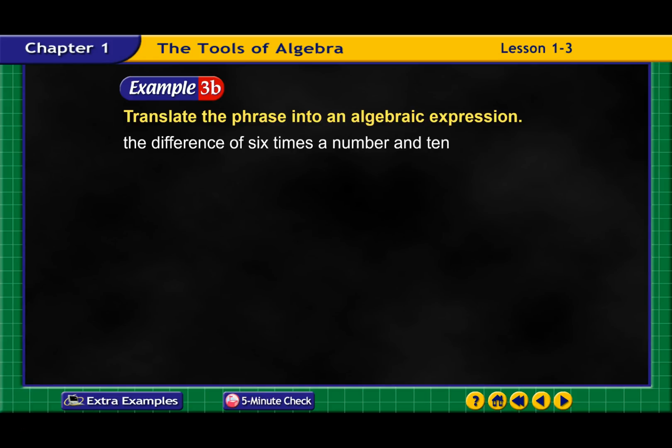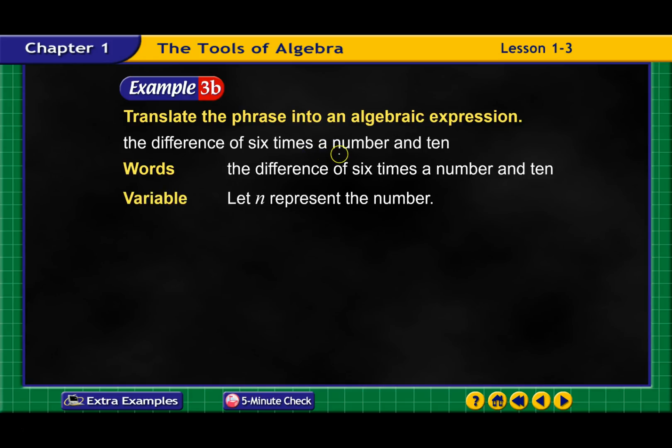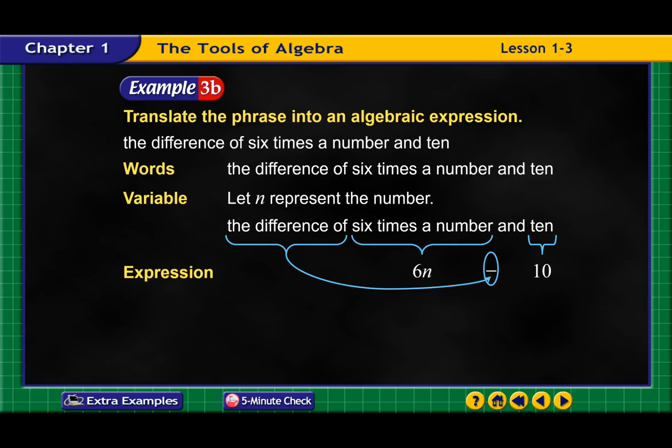Okay, translate this one into an algebraic expression. It's the difference of 6 times a number and 10. Okay, so we got the words. We have to figure out what the variable is. With a number, we're just going to use n for that. So we're going to spread it out. The difference between 6 times a number and 10. So this difference is going to be subtract between the two. 6 times a number, 6n. Using a 6 times n. Remember, then we get to be lazy mathematicians there. And 10. So 6n minus 10. That's how that one's going to work out.